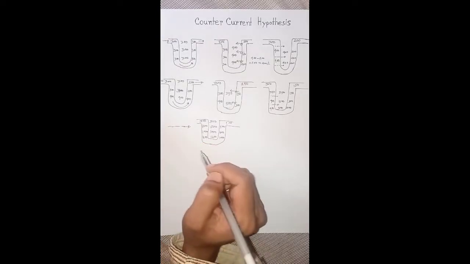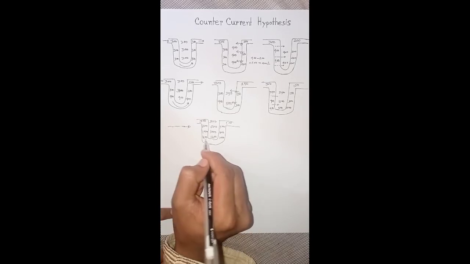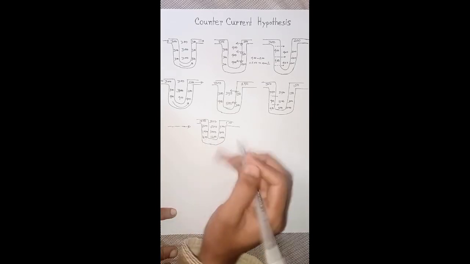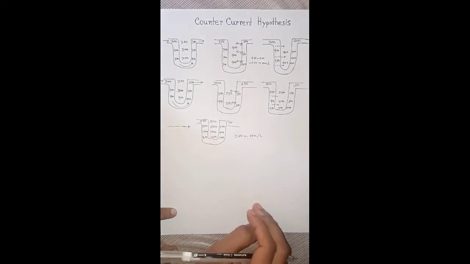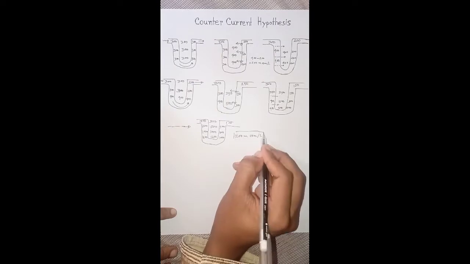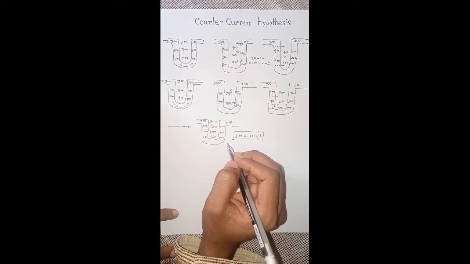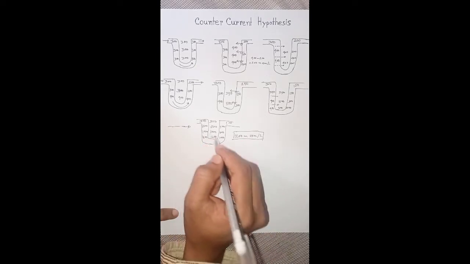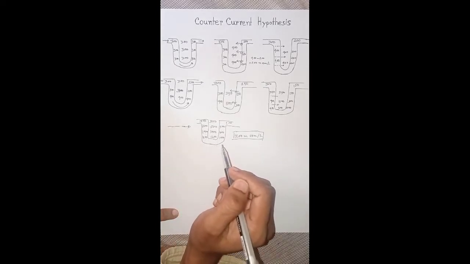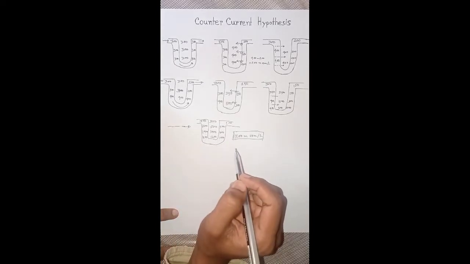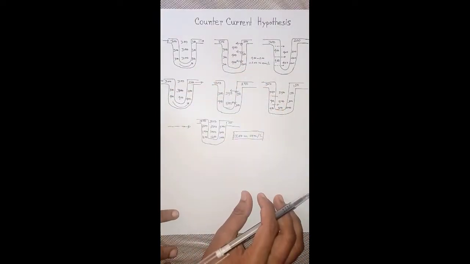This process is repeated again and again until the concentration reaches 1200 milliosmol per liter at the tip of the loop of Henle. This is the maximum concentrating ability of the nephron. Thus, the concentration of the urine increases, and this process is called the countercurrent hypothesis.